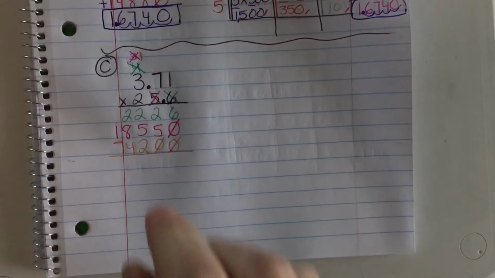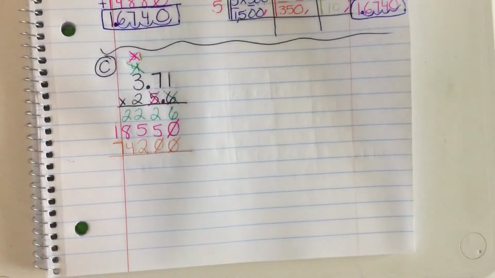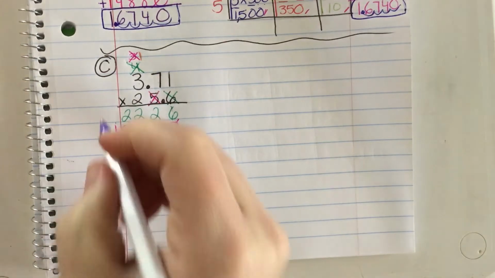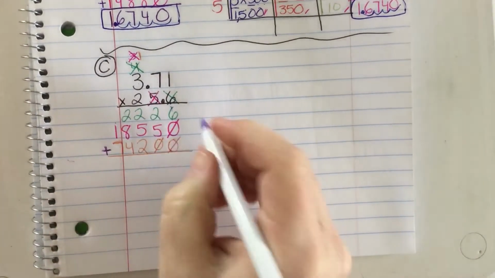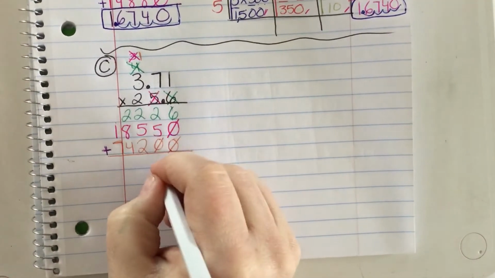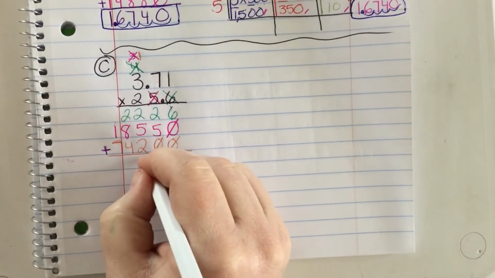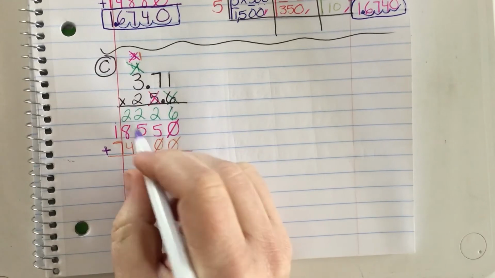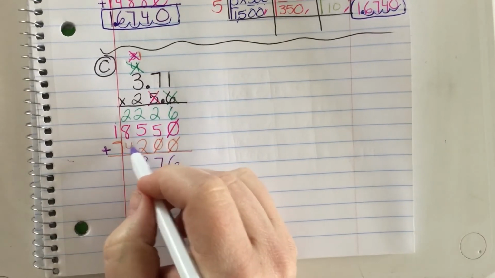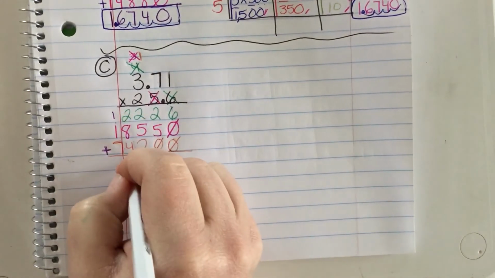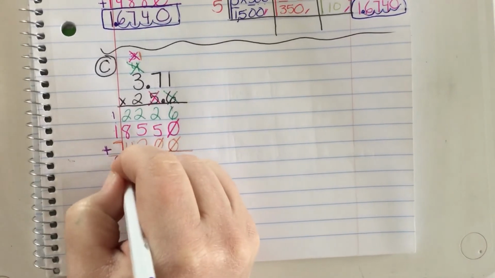My last step here, got dark. Last step here is to add. So 6, 7, 5, 6, 7, 8, 9, 8, 9, 10, 11, 12, 13, 14, 7, 8, 9.